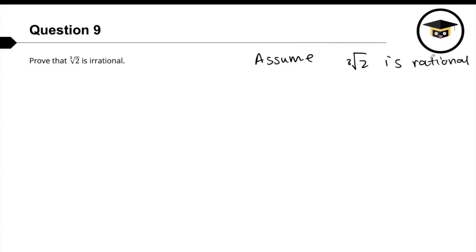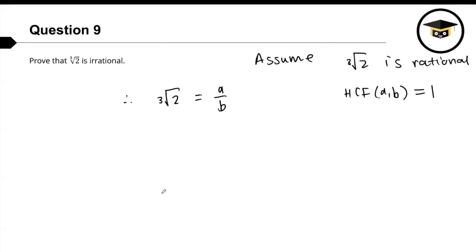The definition of a rational number is that it can be written as a fraction, A over B. And this is important: the highest common factor of A and B has to be 1. So they cannot have any other factors. So how on earth do we go about doing this?